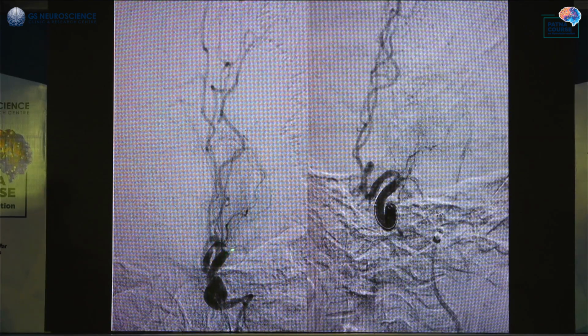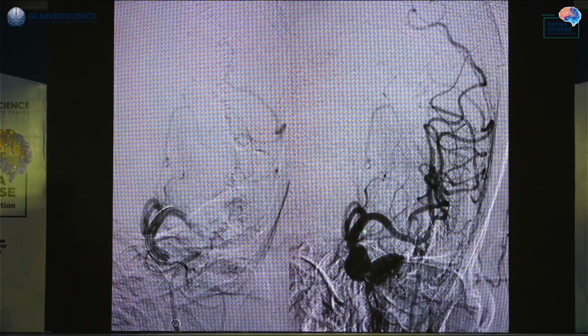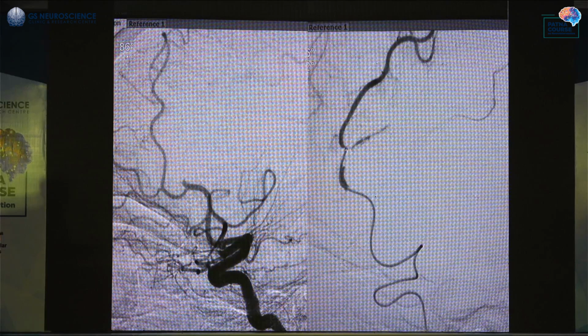So after the first pass, the stent is there from the terminal ICA to the MCA. Partial is open, and then the complete MCA in 2-3 passes. But what exactly happened? Some of the clot went into the ACA. What should be done? Should I open it up or should I leave it?